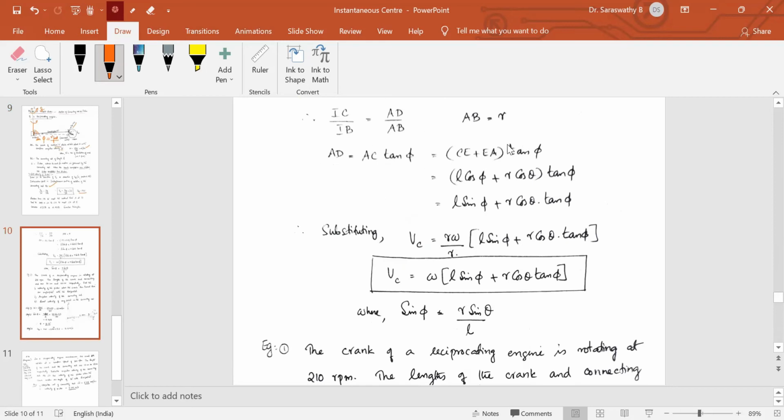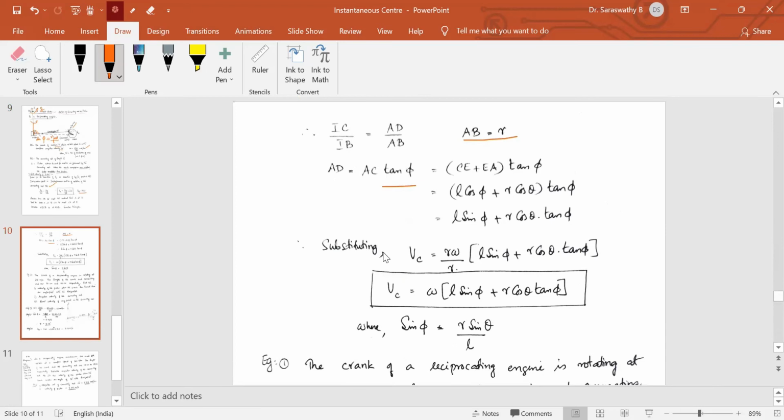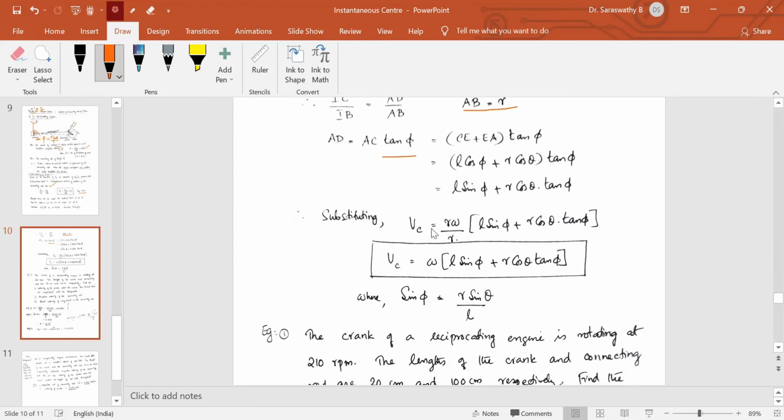AD is written in terms of, refer to the figure, AD equals AC tan phi. You will get some expression. And AD by AB, AB is nothing but the radius vector. So finally, after applying all the trigonometrical rules and getting the sides, you will get the velocity of C. VC is equal to omega into L sine phi plus R cos theta tan phi. So this is the equation for the velocity of the piston.